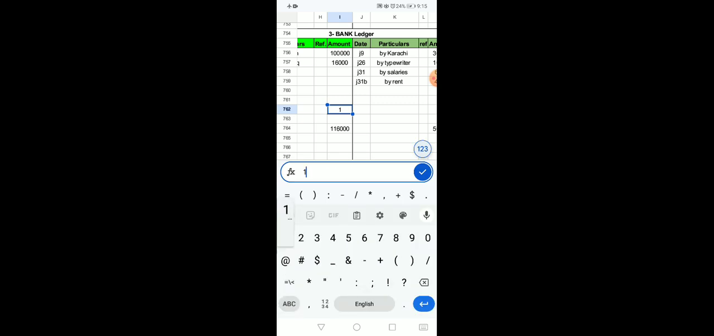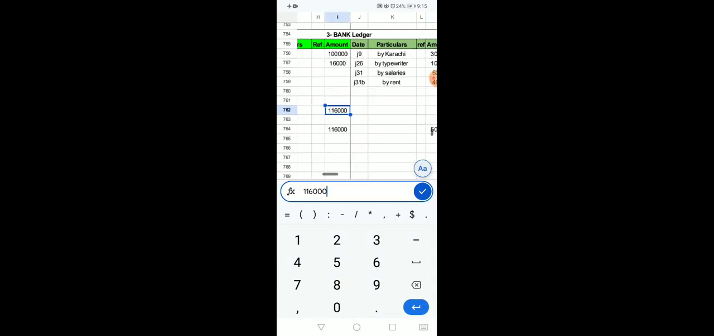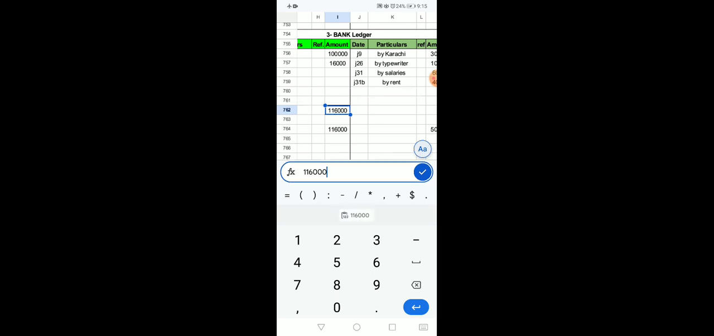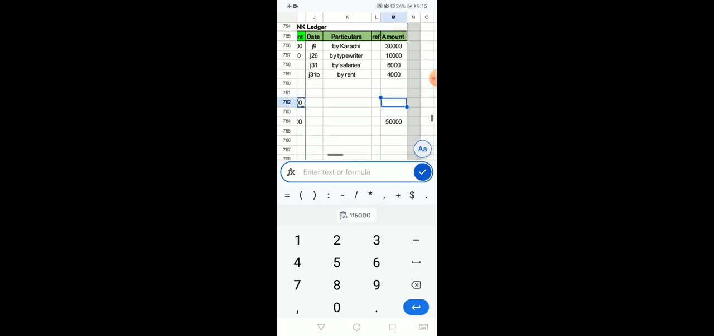Here you will put 116,000, and you are supposed to write the same balance at opposite side as well. This is the way of balancing. Second step is completed. What you have done? Sum of debit side 116,000, sum of credit side 50,000, larger sum was 116,000. You have posted 116,000 on both sides.